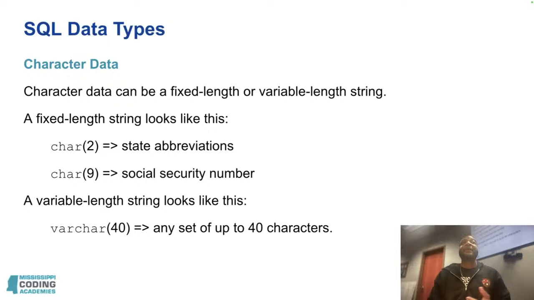Character data can be fixed length or variable length strings. A fixed length string looks like this. We use the char keyword, and in parentheses, we have a number, like right here, char2, which could be used for something like state abbreviations. Then we have char9, which could be used for like the social security number. So anytime you have a fixed length, meaning that each entry has to be this many characters, you will use the char data type.